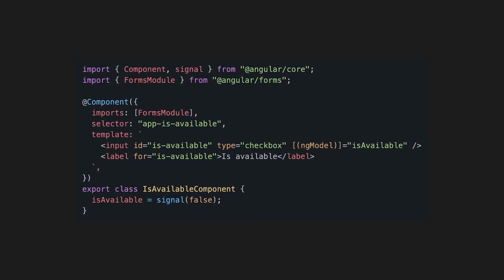In Angular, the isAvailable component leverages Angular's two-way data binding with ngModel, enabled by the forms module. Here, the checkbox binds to a reactive signal called isAvailable. Any change to the checkbox automatically updates the signal, and vice versa, without requiring explicit event handlers.